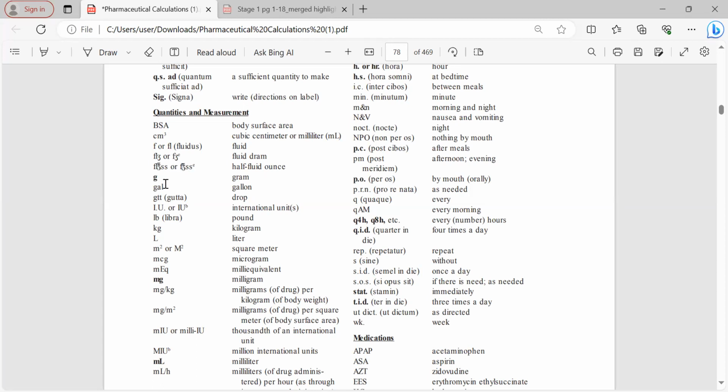Then fluids. Then this one. Guys, can you see my cursor? Yes. Kinda.